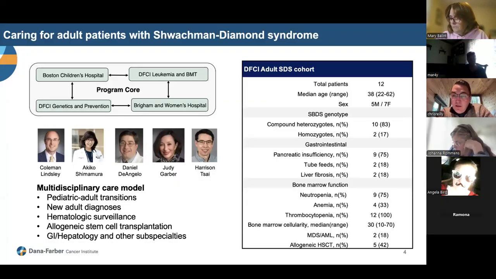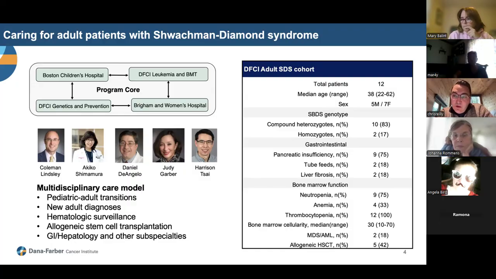And so I lead our adult program, as I mentioned, at Dana-Farber. This is something that I began in 2021, and it was really in large part a collaboration with pediatric experts across the street in Boston at Boston Children's Hospital, principally Dr. Akiko Shimamura, who's really been a fantastic mentor and advocate for how we've developed this program. I'll also highlight my mentor, Dr. Coleman Lindsley, who's been really instrumental in helping us to understand how the changes that develop in the blood cells of patients with Shwachman-Diamond syndrome can increase one's risk of developing those complications that we'll talk about.